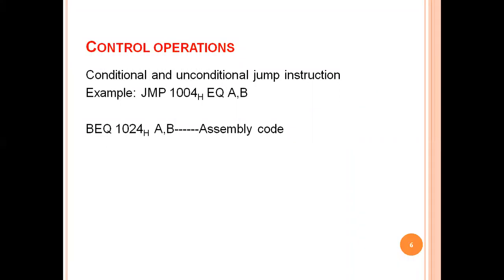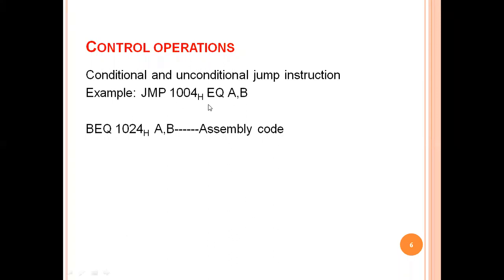Clear? That means if the condition EQ AB is true, that means if it is 1, the control of the program will jump to the 1004H hex code. Clear? But if it is not true, obviously the next instruction will be executed. Next means after the jump, whatever may be the instruction, it will be executed. So this is called the conditional jump instruction, because the condition you have written here, EQ AB, is a condition. Based on this condition, the program will jump to another location or not.